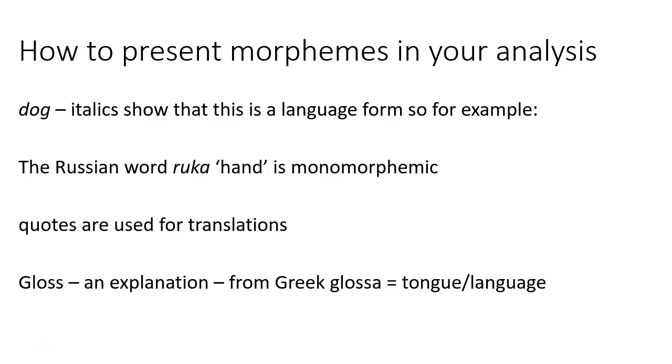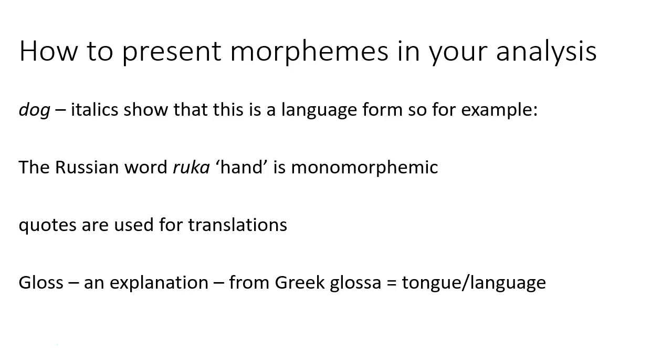Okay. Moving on then, how do we go on presenting morphemes in analysis? I've shown you the curly brackets that we sometimes use to separate them out, and you will see that in a lot of your readings. But as you present them, you're going to use italics. For the original morpheme, you're going to use italics. Italics show that it's the language form. So for example, in English we would say dog is monomorphemic, cat is monomorphemic. These are both terms for pets. The Russian word ruka for hand is monomorphemic.